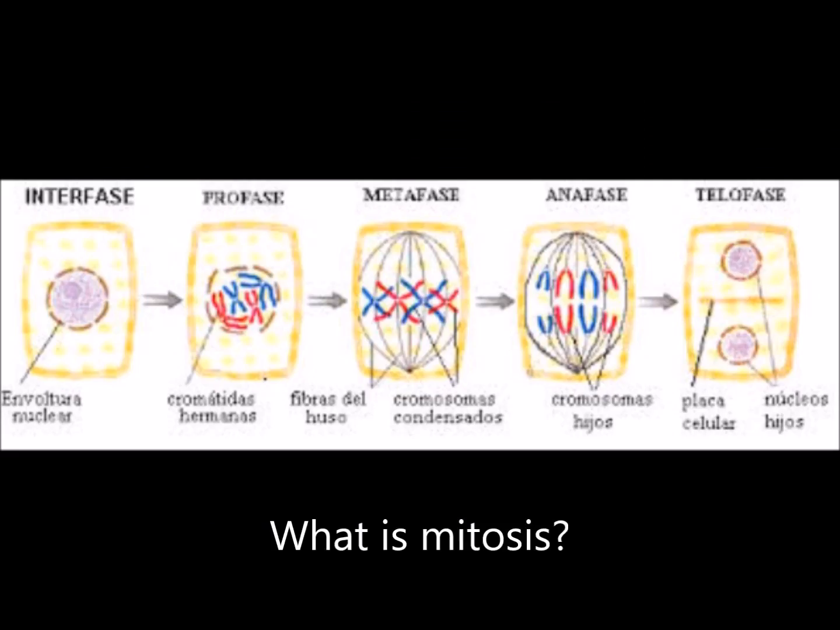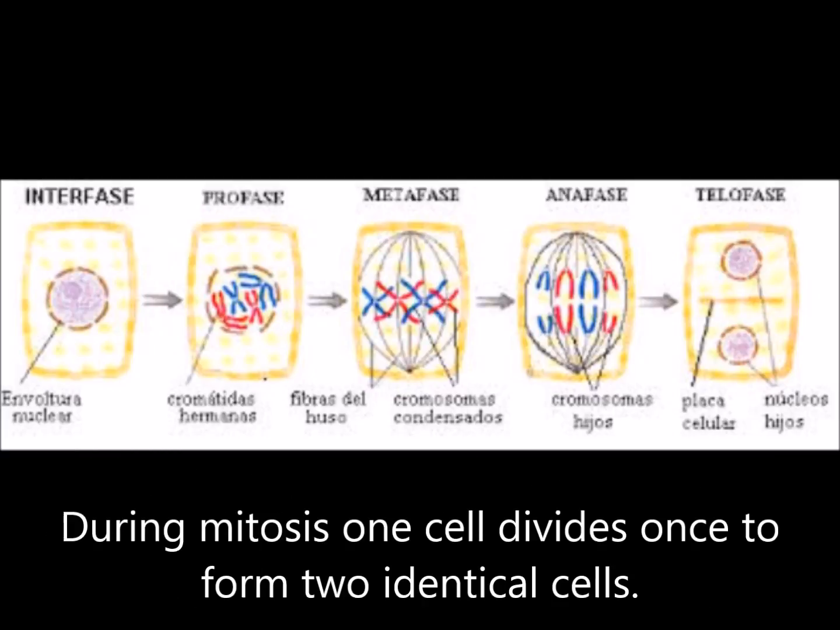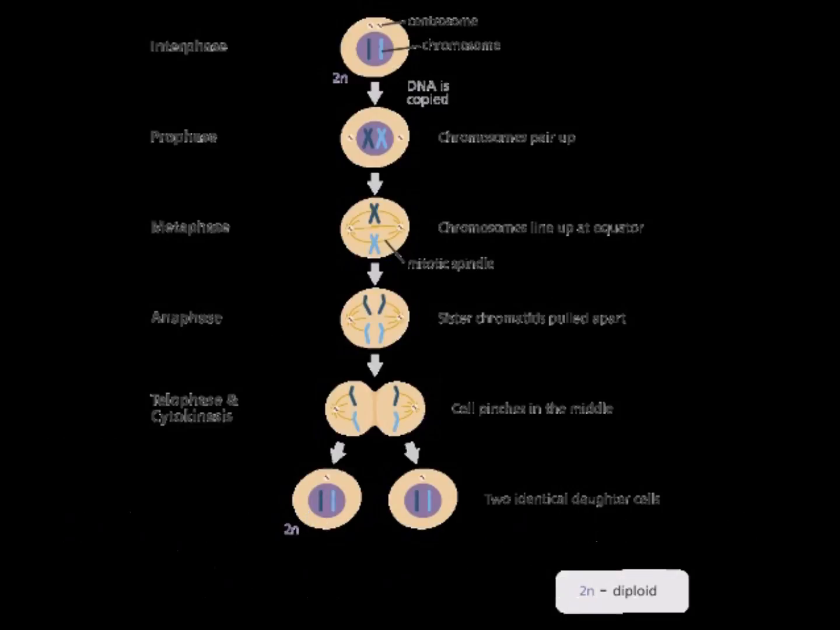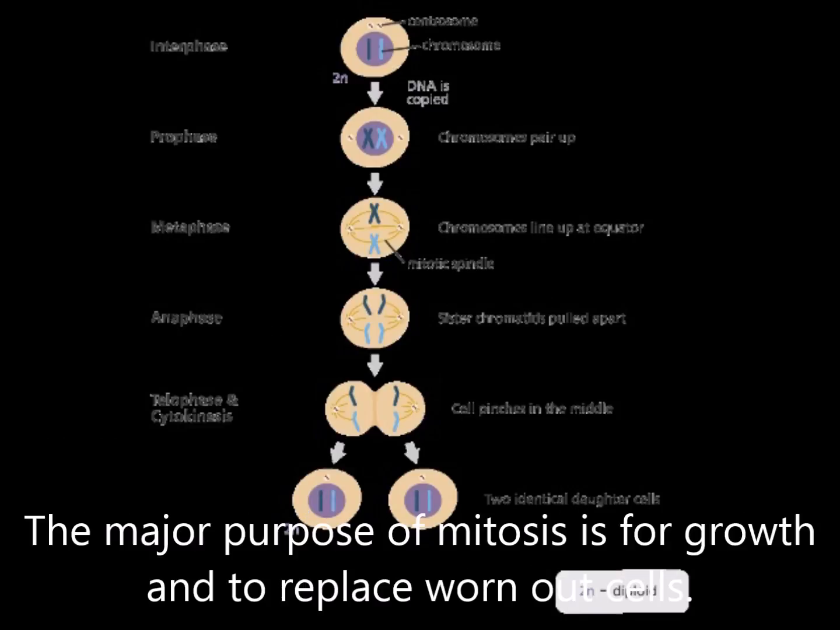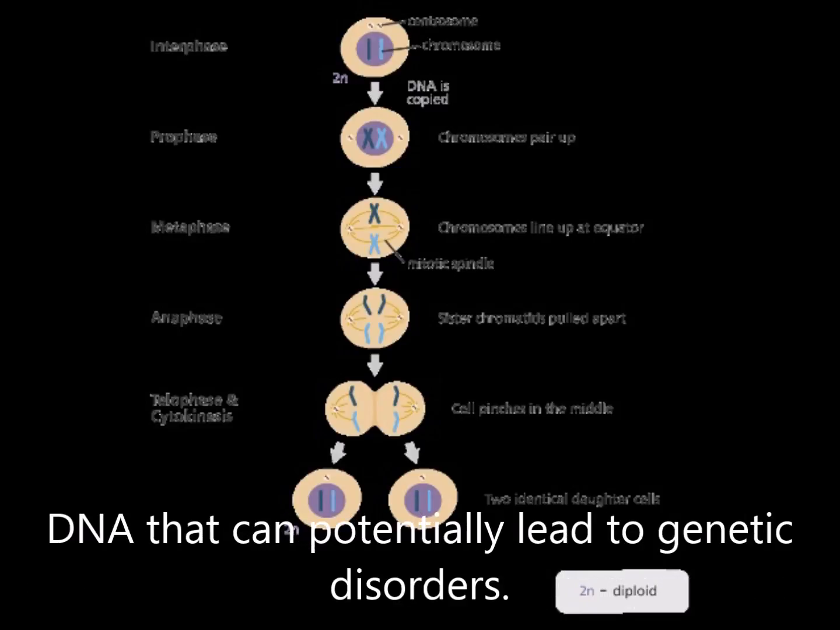What is mitosis? Mitosis is a process where a single cell divides into 2 identical daughter cells. This is also known as cell division. During mitosis, one cell divides once to form 2 identical cells. The major purpose of mitosis is for growth and to replace worn-out cells. If not corrected in time, mistakes made during mitosis can result in changes in the DNA that can potentially lead to genetic disorders.